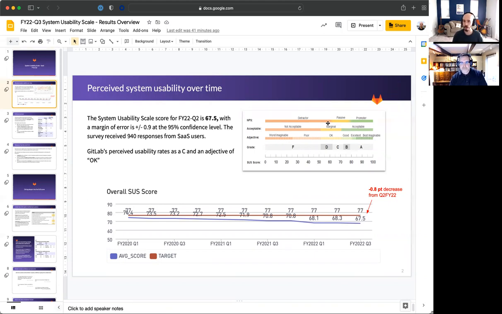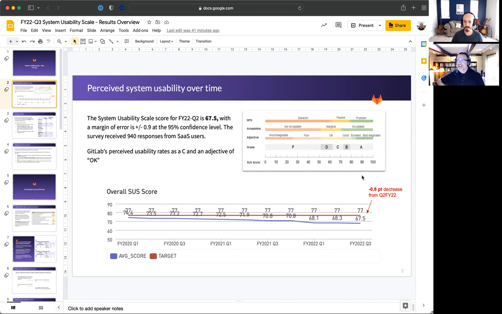We're right in that okay adjective space. So kind of in line with some of the other comparative companies in the industry. So it's not a bad score. Okay, well, thanks for letting us know that. That's a little unfortunate. I'll ask why a little bit later.